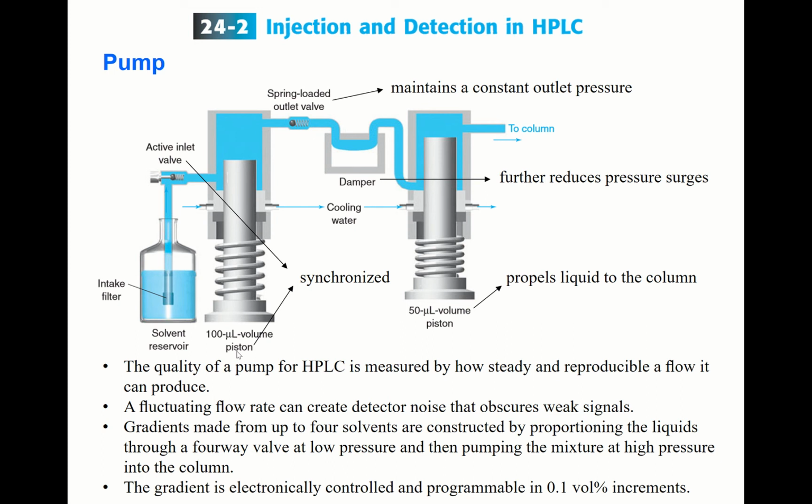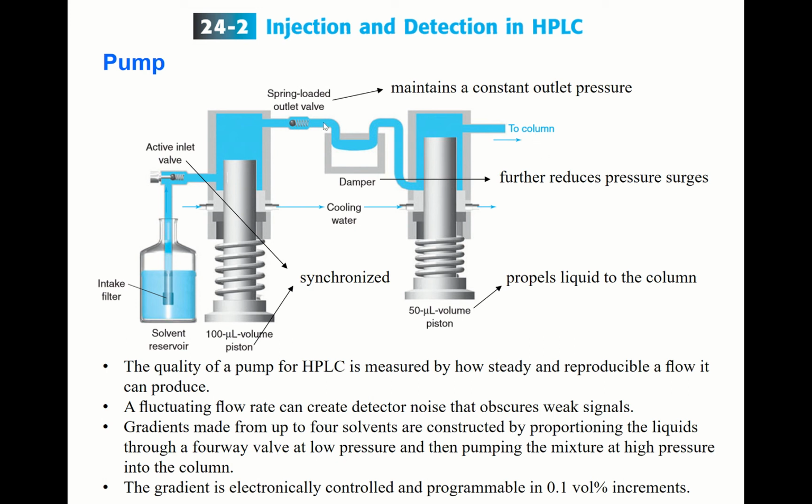This is a piston. Now the piston pushes the liquid, and then it gives pressure to the liquid. The solvent is moved, pushed along this line. First, it passes the spring-loaded outlet valve. This valve maintains a constant outlet pressure here. The outlet pressure is important. Why? This is connected to the column, right?